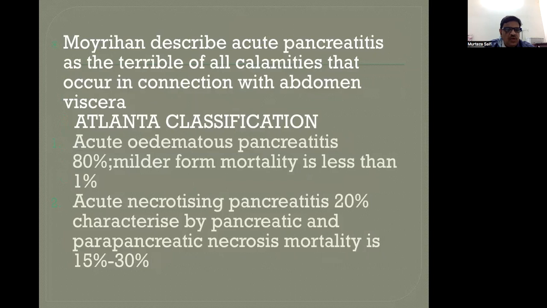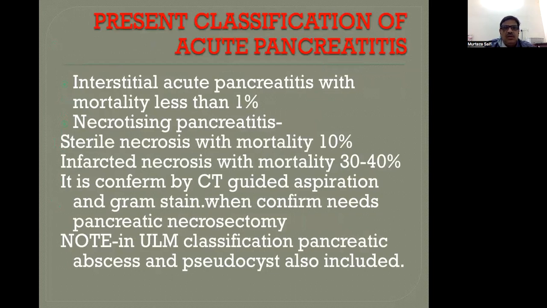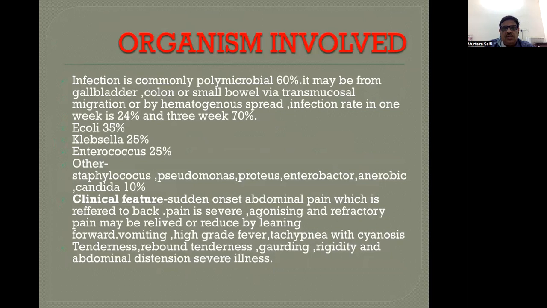One of them is acute infective pancreatitis. Mortality is 100% if it is not drained. Next is interstitial acute pancreatitis with mortality less than 1%, necrotizing pancreatitis, sterile necrosis with mortality 10%, infected necrosis with mortality 30% to 40%. It is confirmed by CT guided aspiration and Gram stain; when confirmed, it needs pancreatic necrosectomy. The infection is commonly polymicrobial, 60%. It may come from the gallbladder, colon, or bowel via transmucosal migration or hematogenous spread.